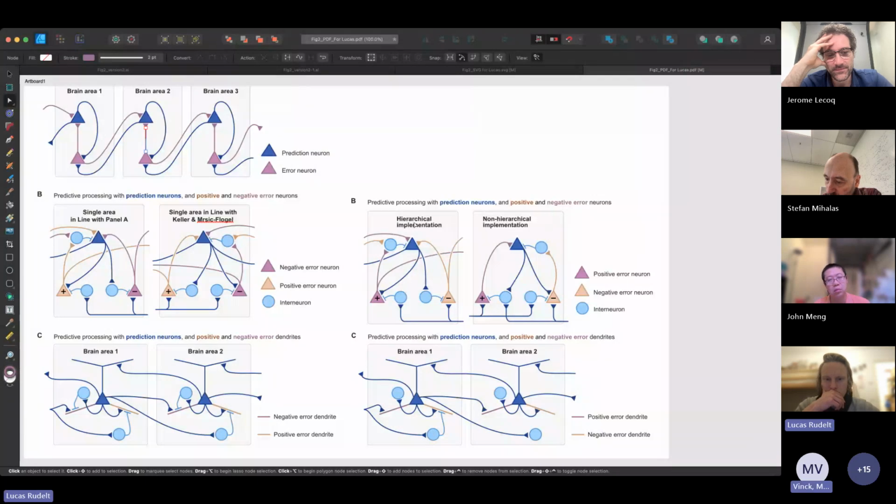But in any case, panel A should be abstract, I think. I wouldn't show synapses there, right? This is just pure algorithmic level.